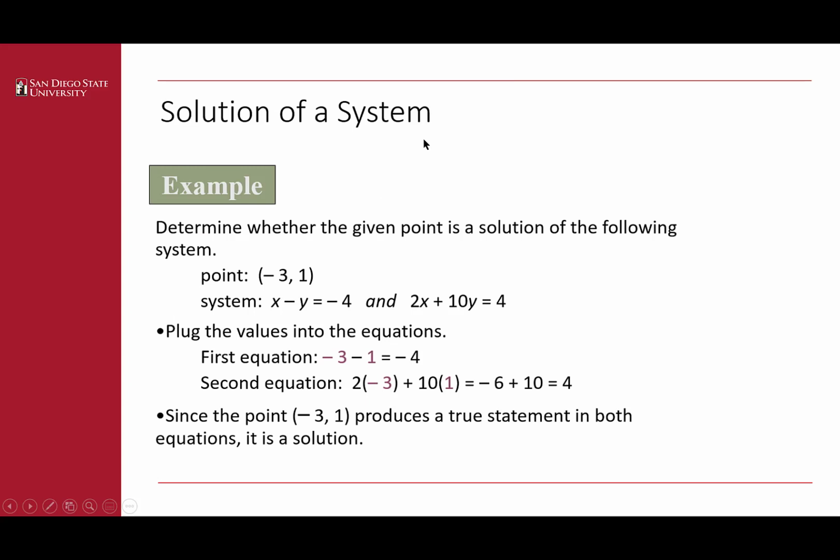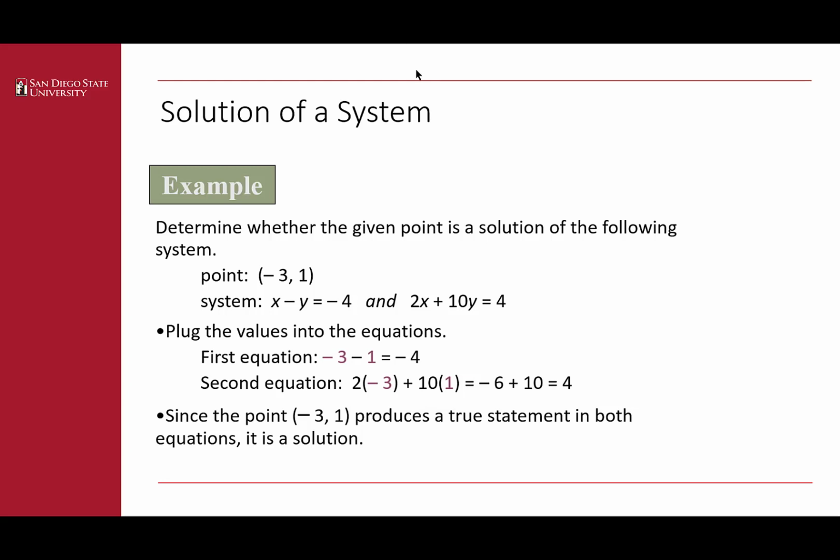Let's start with an example. It's about a solution of a system. The example says, determine whether the given point is a solution of the following system. The point is (-3, 1). So in the x coordinate it has -3, and in the y coordinate it has +1. The system consists of two functions, two equations. The first one is x - y = -4, and the second one is 2x + 10y = 4.